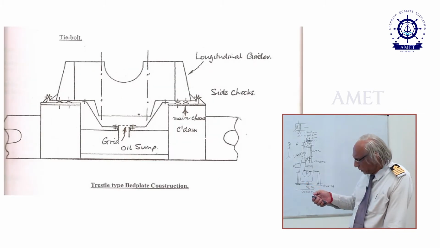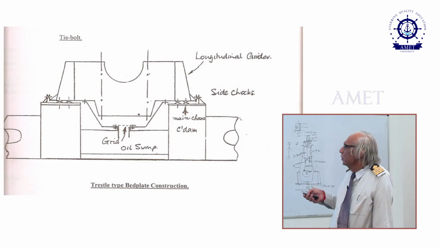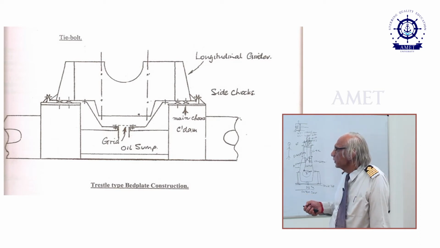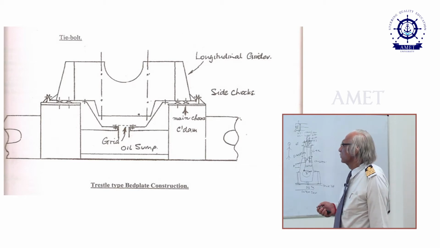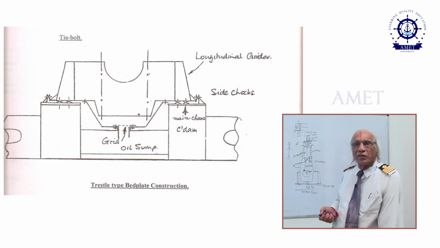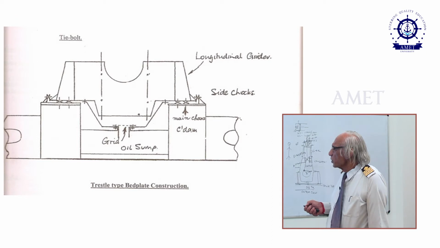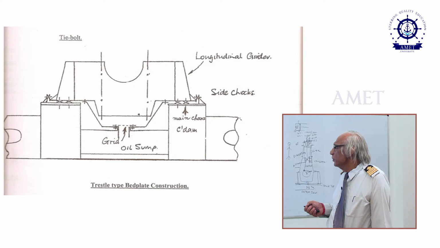Now in this picture, as you can see here, the bed plate longitudinal girder is bolted to the ship's tank top. Now what you see here in this small X-shaped thing, they are called the chocks. So these chocks, generally in modern ships, are made from resinous material. In olden days, they used to be made of cast iron.